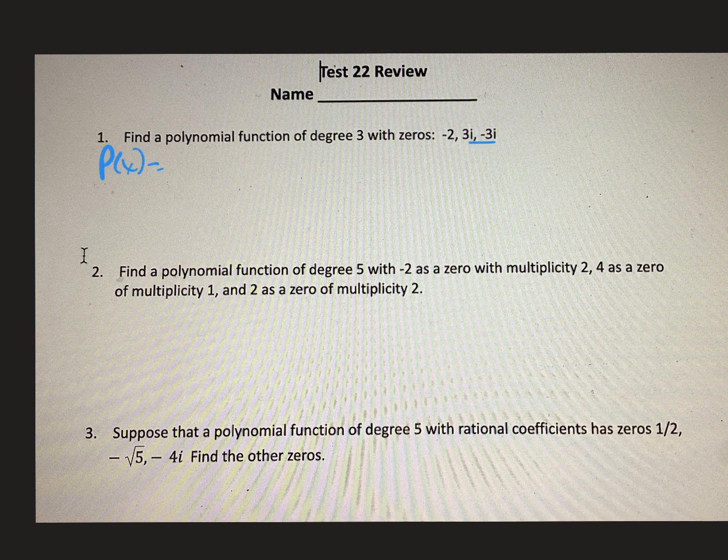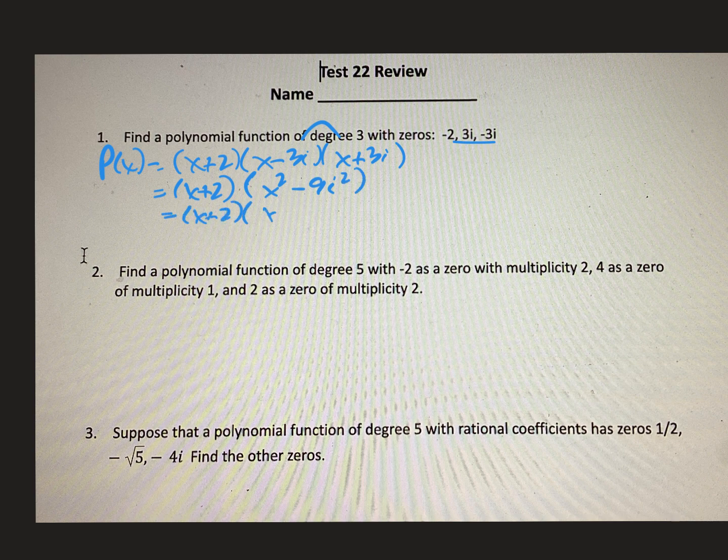The zeros are -2 and 3i and -3i, so write them as factors. -2 comes from x plus 2, 3i comes from x minus 3i, -3i comes from x plus 3i. Your best bet here is to multiply your conjugates first, which are these two. And when you multiply conjugates, you do FL. So I'm doing x times x, and -3 times +3, -9i squared.